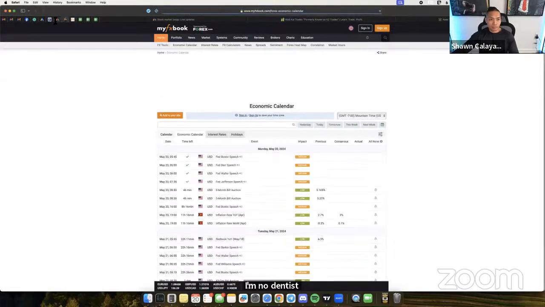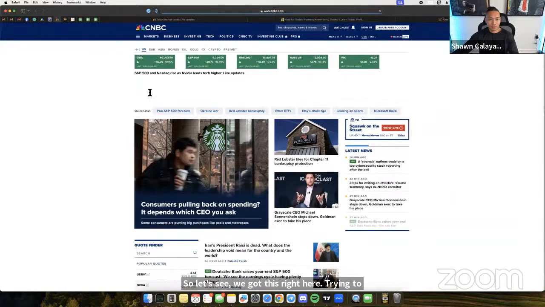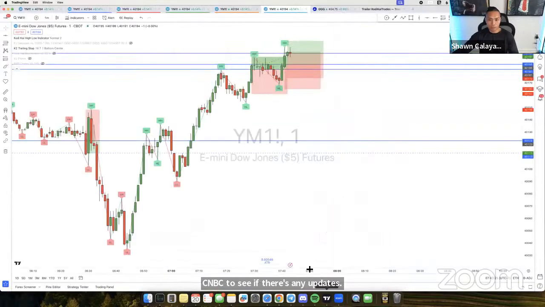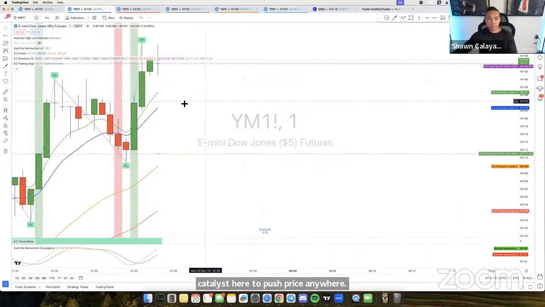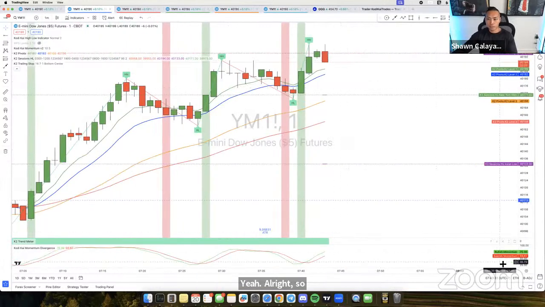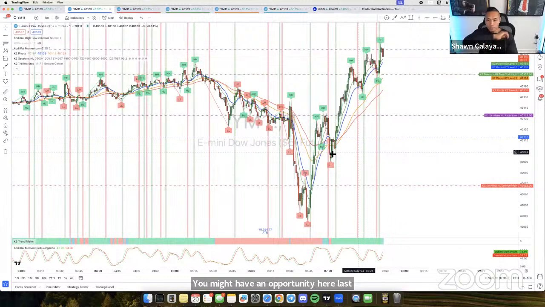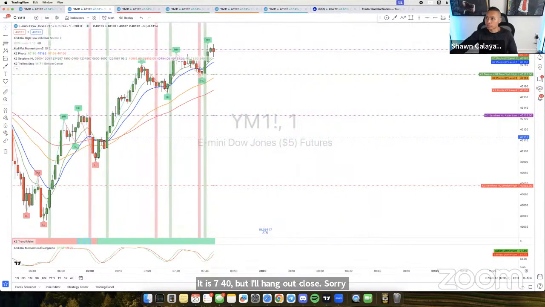So let's see, we got this right here. Let's try to update CNBC to see if there's any updates. No updates from CNBC, so I'm not really seeing any catalyst here to push price anywhere. All right, so price continues to climb up higher. You might have an opportunity here last minute as we get closer to 8 o'clock. It's 7:40 right now, but I'll hang out a little longer. Sorry, guys. Yeah, 1 second.